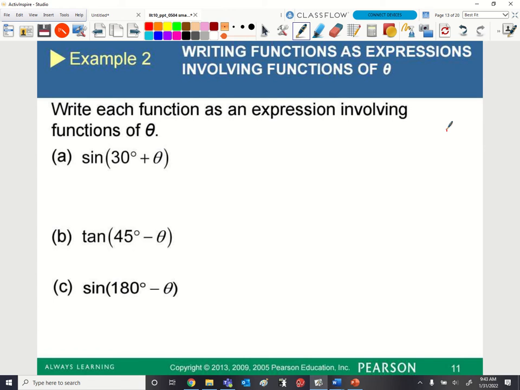It really isn't. So, we're going to write a function as an expression involving functions of theta. Now I'm going to use my reference sheet and find the function that I need. For instance, sine. I could show all my work here. So sine of 30 plus theta is going to be my equation for sine.